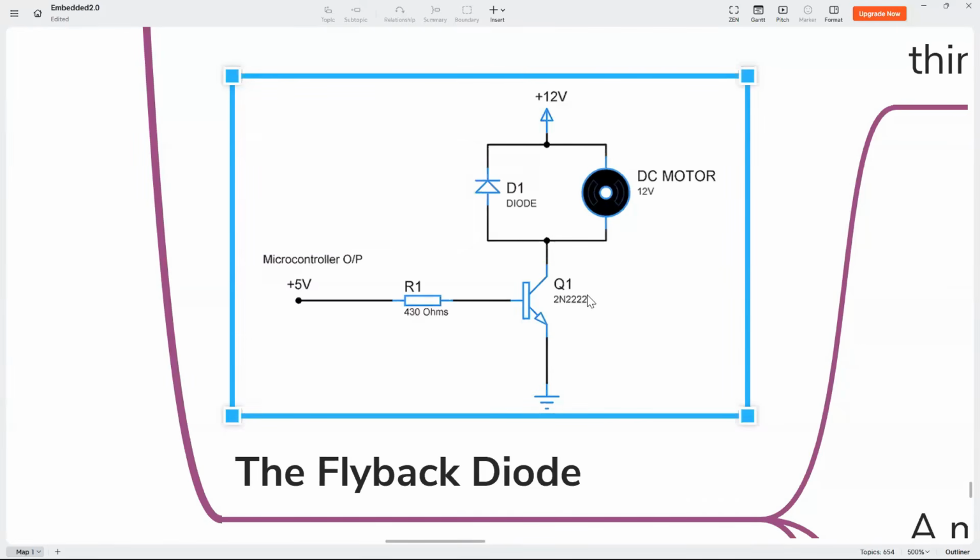So that will affect the transistor, and it will be gone. To solve that problem, you can put one diode parallel to the motor and connect it to the collector side.